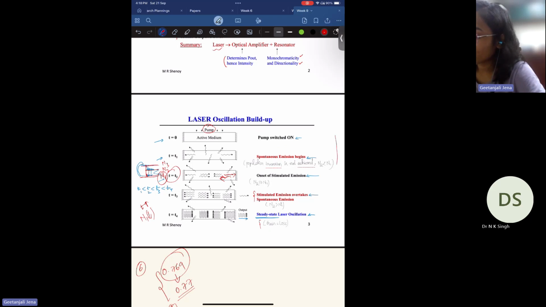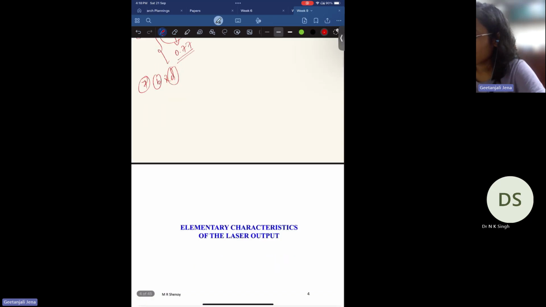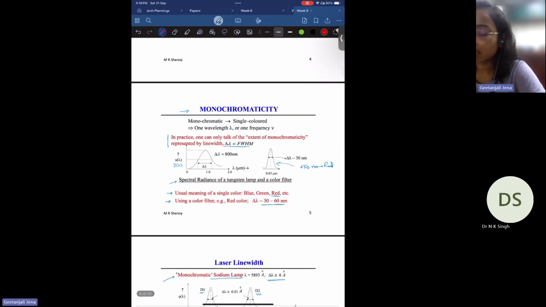So this is the formal procedure that happens whenever you pump a system. Initially spontaneous emission will begin, then gradually stimulated emission will begin, then it will dominate, and over time we'll see a steady state laser oscillation. This is the general procedure. These are the things that we have seen in our first live session.